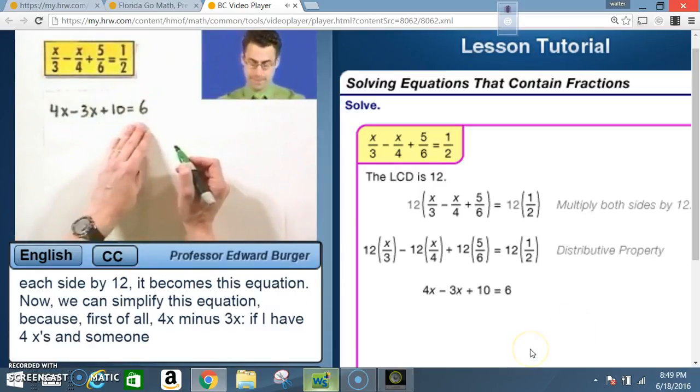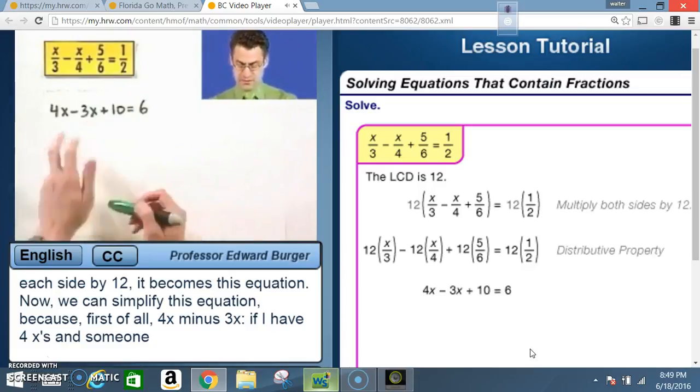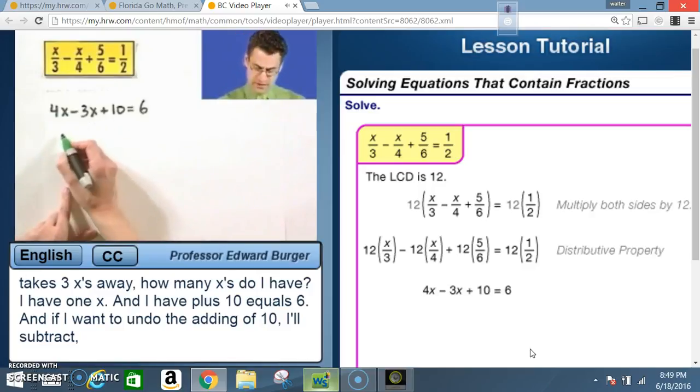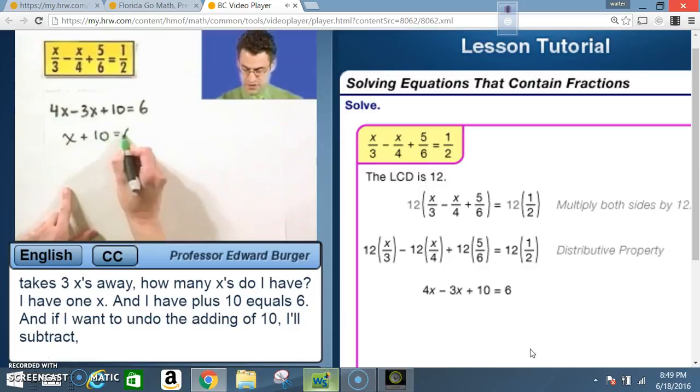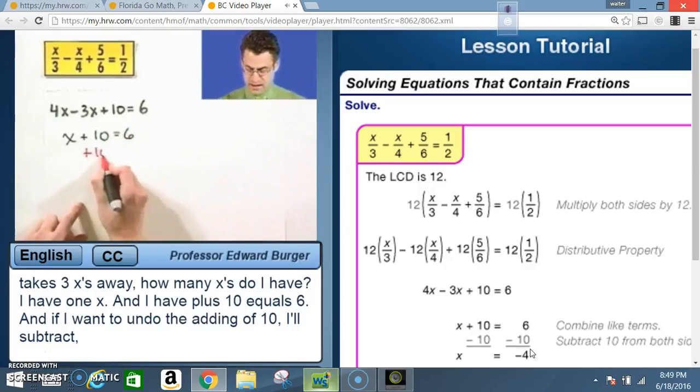So when I take this equation and multiply every term on each side by 12, it becomes this equation. Now, this equation we can actually simplify, because first of all, 4x minus 3x, if I have 4x's and someone takes 3x's away, how many x's do I have? I've got 1x. And then I've got plus 10 equals 6. And now, if I want to undo the adding of 10, I'll subtract.